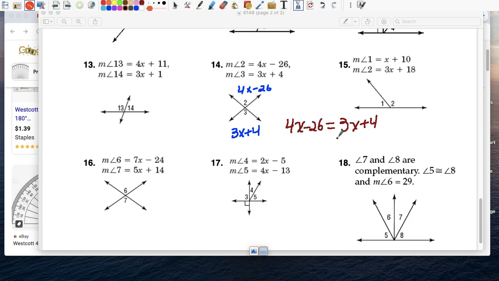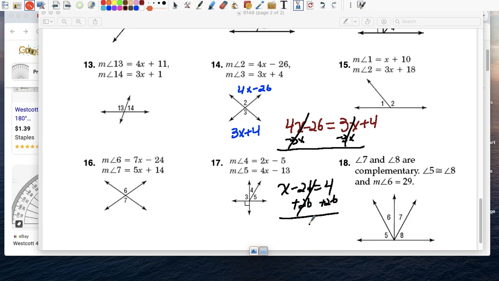There's variables on both sides, so let's get rid of the 3x, minus 3x on both sides. That's going to be x minus 26 equals, this goes away, plus 4, plus 26 on both sides, x equals 30. So x equals 30. Again, that's not the value of the angle, it's the value of the variable.